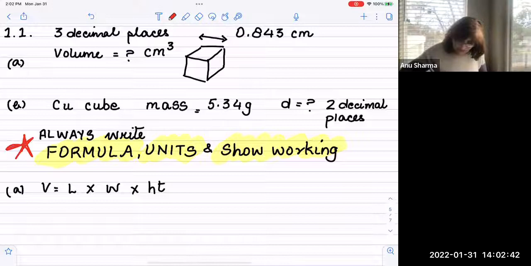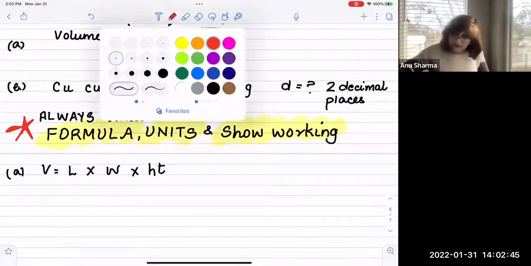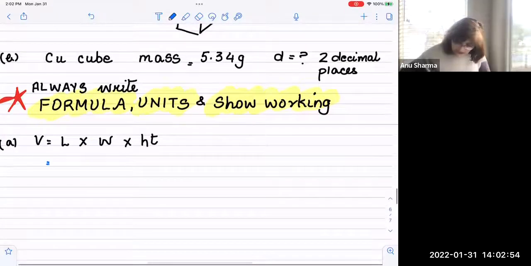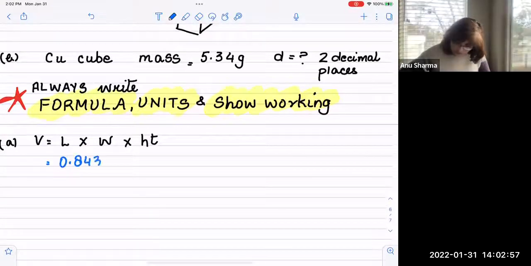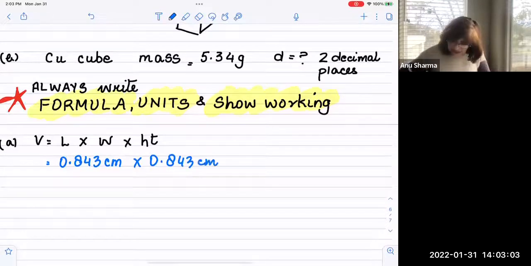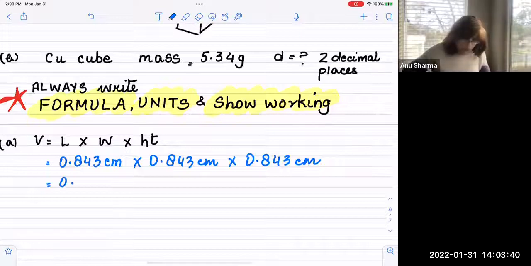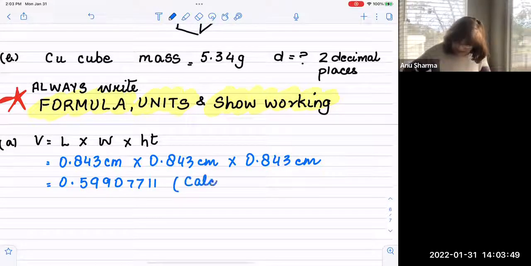This is important. All right, next, for part 1, we are doing the length, width, and the height, multiplying them, that is the formula to find the volume. And you are given 0.843. So here is 0.843 centimeters times 0.843 centimeters times 0.843 centimeters. Okay, so let's do this. Here you get 0.599077711, and this is from the calculator.